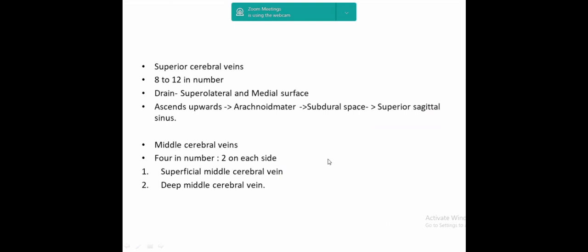Superficial cerebral veins are mainly 8 to 12 in number. They mainly drain the superolateral and medial surface, and they ascend upward into the arachnoid mater, and then into the subdural space, and then the superior sagittal sinus. Middle cerebral veins are mainly 4 in number, 2 on each side. They are the superficial middle cerebral vein and deep middle cerebral veins.